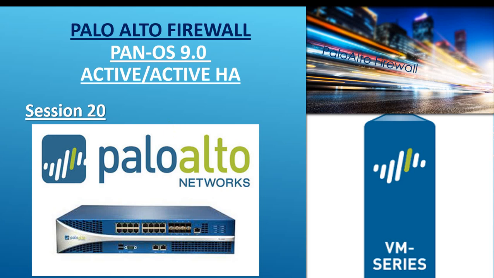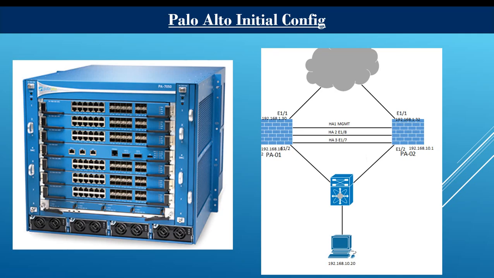Welcome back, guys. Today we are going to start this session with Palo Alto Firewall Active High Availability. Basically, Active High Availability is recommended in Palo Alto Virtual Wire mode. But today we are going to configure it in Layer 3, with Layer 3 interfaces, and we are going to see what type of challenges we are going to face here.